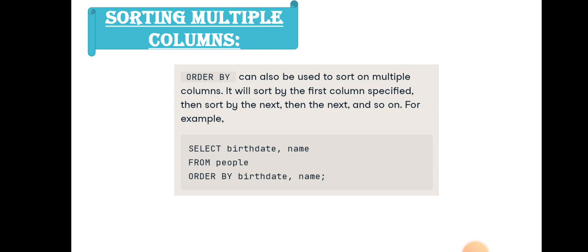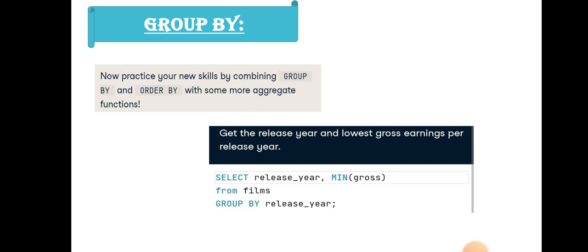Sorting multiple columns. Order by can also be used to sort on multiple columns. For example, select birth date, comma name from people, order by birth date and name. There are two columns, the birth date and name columns.